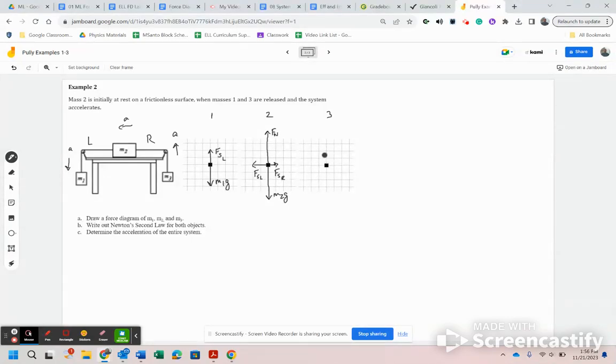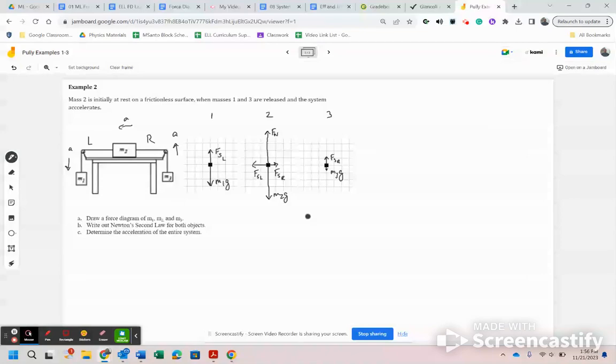For object number 3, we have the string pulling up, so M3G is going to be the smallest here. The string pulling up has to be the same size as the right string. So this is one going up. So that's why I erased the other one. M3G has to be smaller than the string pulling up because the acceleration is up. So just be careful with the arrows in your force diagram.